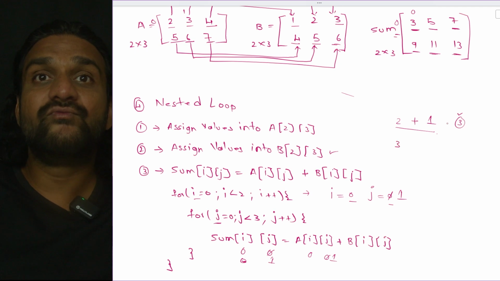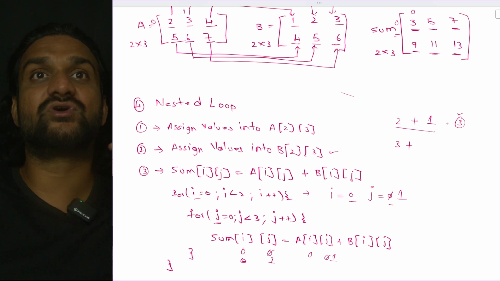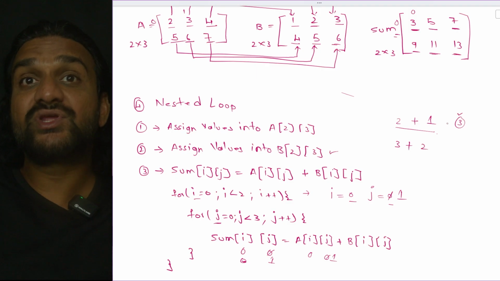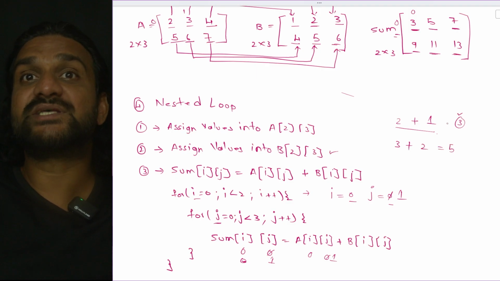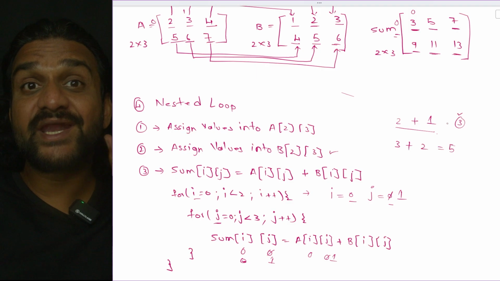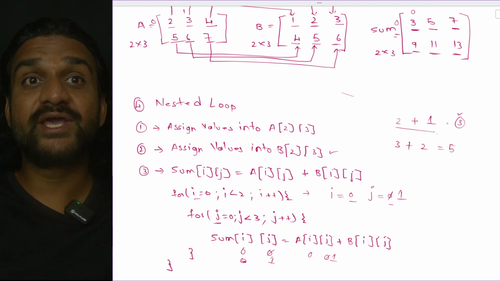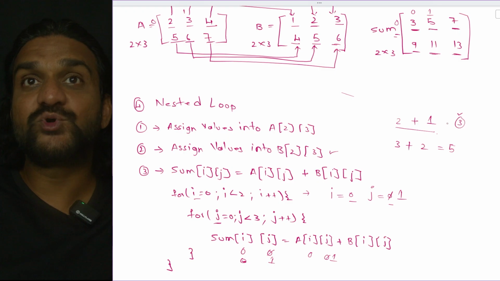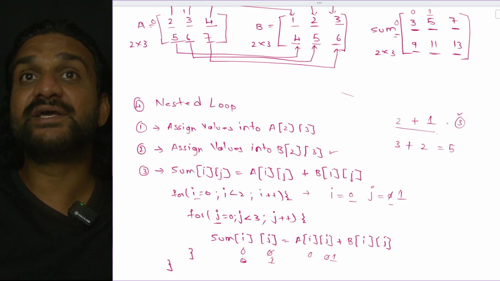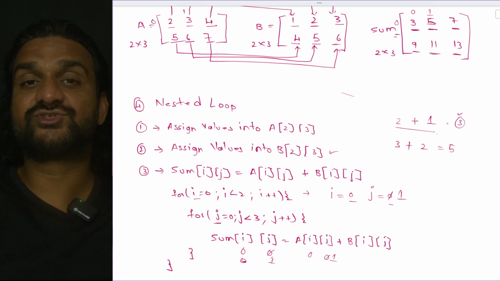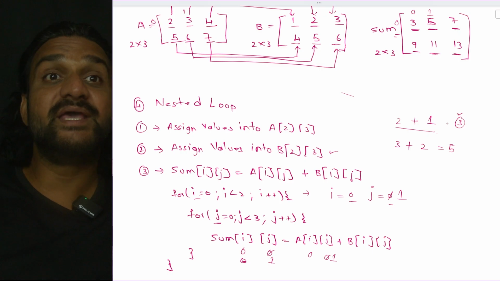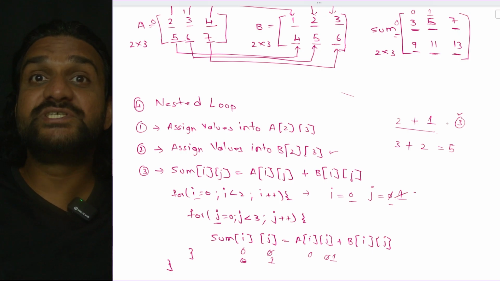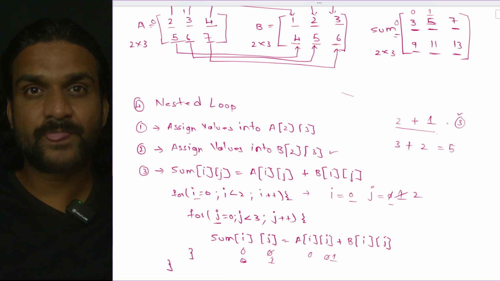So that value will get added with b of 0 comma 1. b of 0 comma 1 has a value of 2. 3 plus 2 gives a summation of 5. Where will it get stored? It will get stored in sum of 0 comma 1. This is the position where the summation value, which is 5, will get stored.